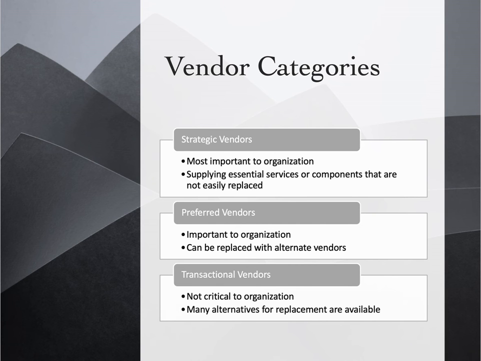And then finally, we have transactional vendors, and a transactional vendor relationship is not critical to the organization. There are many alternatives for a particular vendor, for example, purchasing office items or purchasing certain types of IDEs or databases. You can easily find another vendor. It might be difficult to do, but it doesn't take a tremendous amount of effort.